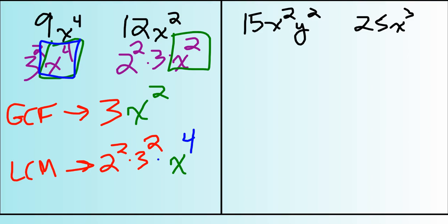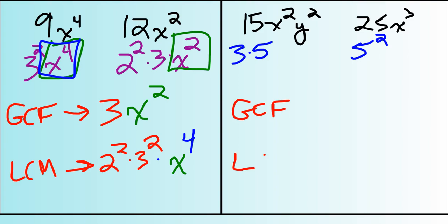For 15x squared y squared and 25x cubed, 15 is 3 times 5, and 25 is 5 squared. Again, I'm not going to spend a lot of time on the numerical part. We're just going to say what they are, and then we'll move on to the variables. The only thing that they share is a 5, so that's the part of the GCF from the integers. The LCM is going to be 3 times 5 squared, which is 75.